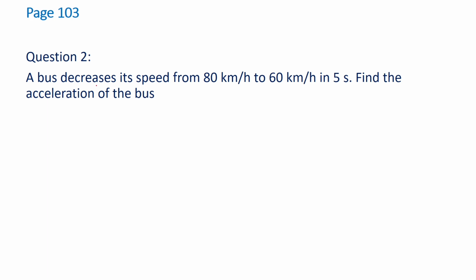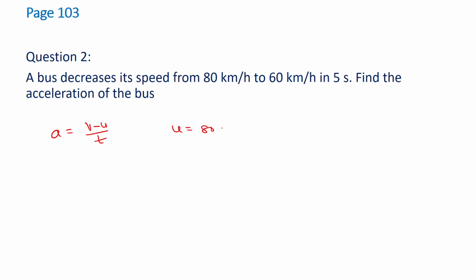Next question: a bus decreases its speed from 80 km per hour to 60 km per hour in 5 seconds. Find the acceleration of the bus. So as we know, acceleration is the change in velocity divided by time, and here the speed of the vehicle is decreasing. It means that it is a negative acceleration, and of course negative acceleration is a retardation.